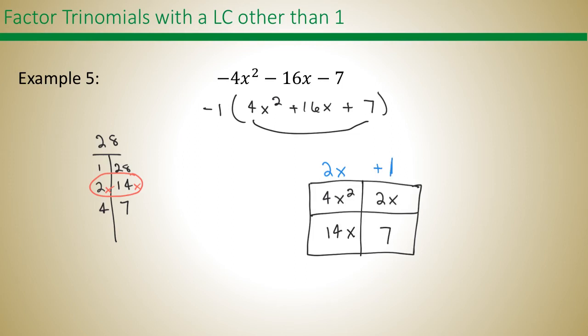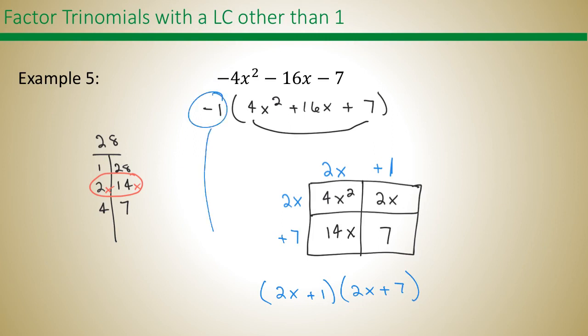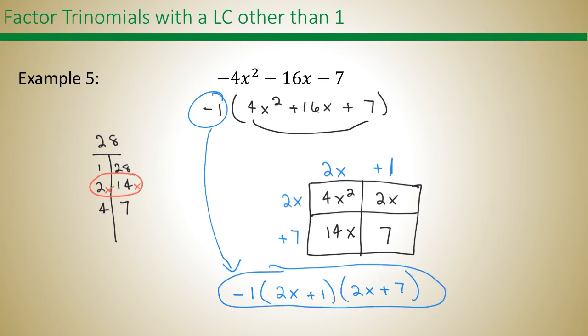Okay, the next two, both of those can be divided by 2, and they can both be divided by x. So again, that's going to be 2x. And then these two, these can both be divided by 7. So that's plus 7. So my factors are 2x plus 1 and 2x plus 7. Don't forget this negative 1 that we pulled out earlier. So we're going to put that negative 1 back in front of this thing. And those are our factors.